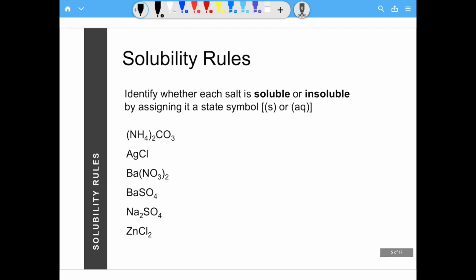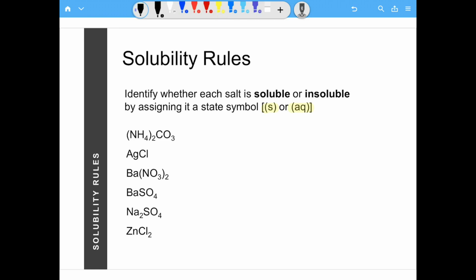So take a look at the salts on this page and let us try to determine whether they are soluble in water or insoluble in water. For those that are soluble in water, we'll indicate that with the state symbol of aqueous, and for those that are insoluble in water, we'll use the state symbol of solid. At this point in time, I will encourage you to pause this video and try it on your own before I go through the answers with you.